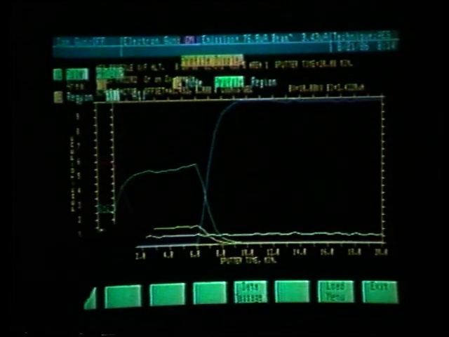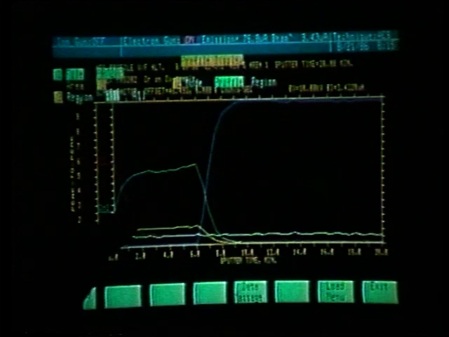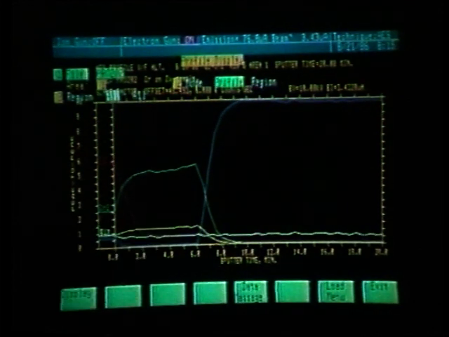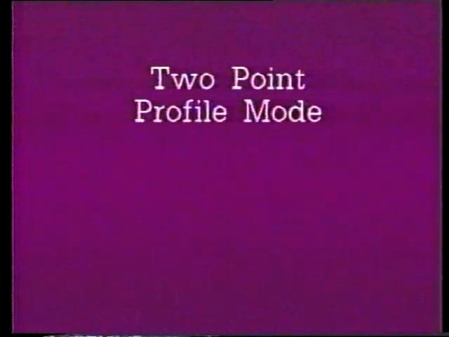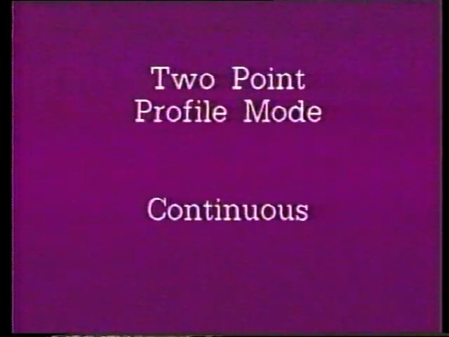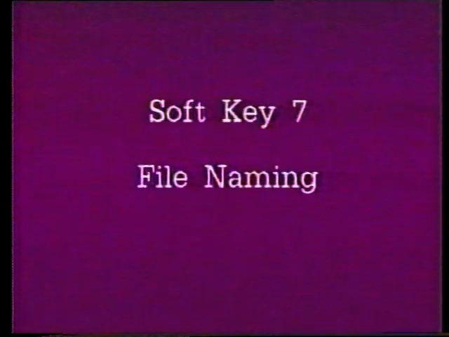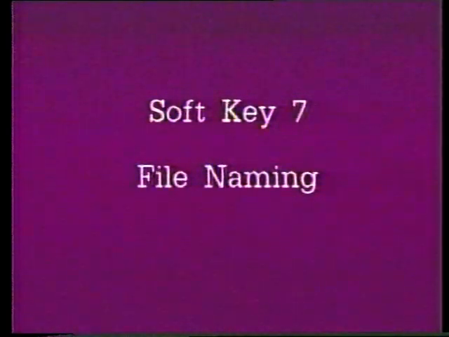What we would like to do now is set up for this same profile, not using the window mode, but using the 2-point profile mode, and also, instead of using alternate profile, using continuous profile. To demonstrate the 2-point profile mode, we have repositioned the sample and will begin acquisition on the new area. Since we are on a different area for the same sample, let's first begin with our file naming using soft key number 7.